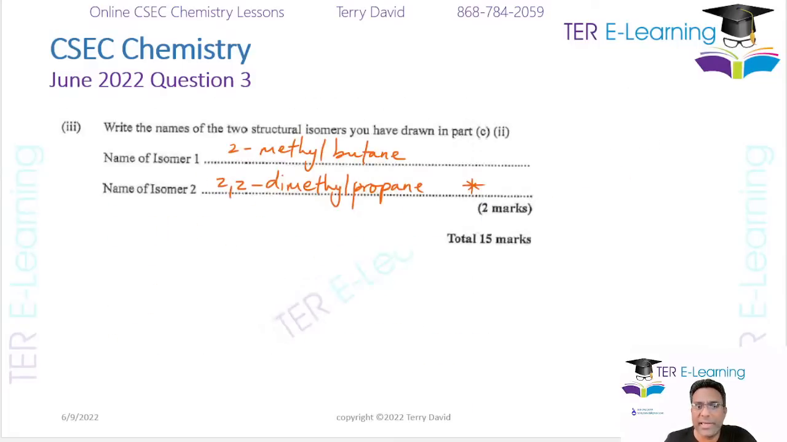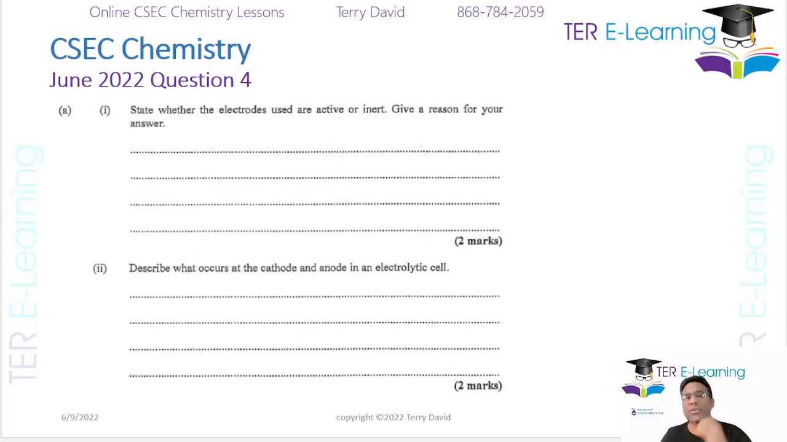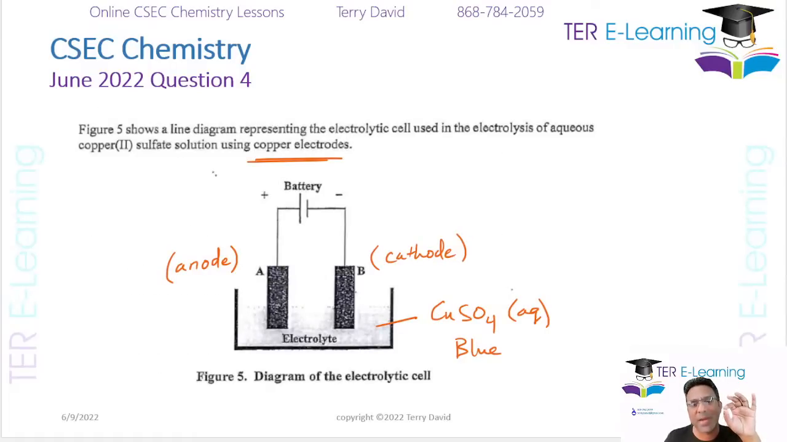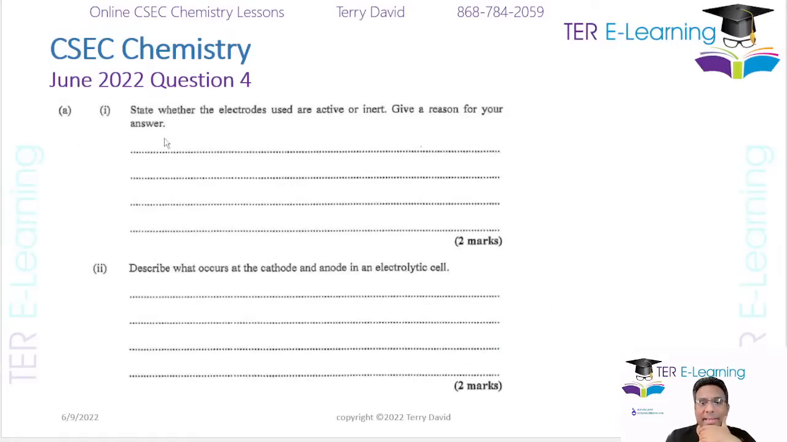All right, let me come back here now to the electrolysis and see what we need to do. State whether the electrodes used are active or inert and give a reason for your answer. So this particular reaction here, we have copper electrodes and you have a copper 2 sulfate solution, right? So what's going to happen here, those electrodes are considered active electrodes. So you're going to say the electrodes are active, and all you need to say here is because they take part in the reaction.